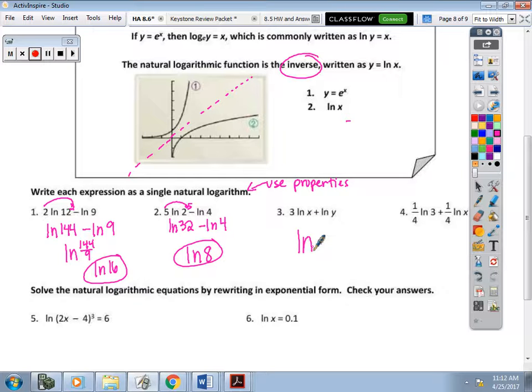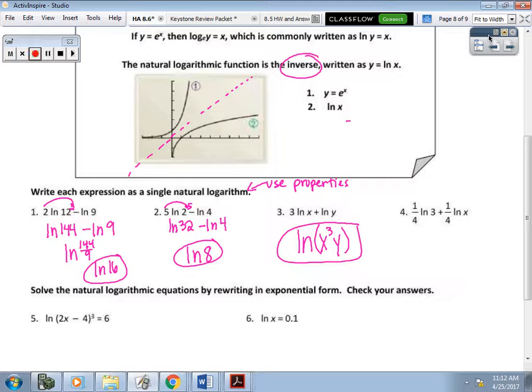Natural log of x to the 3rd y. And if you want, you can put parentheses around that just to make sure you know it's grouped. And then how about 4? ln 3x to the what? 1/4 power. If you want, yes, we need to put parentheses around that. Or we could have written it with a root. So we could write it as the natural log of the 4th root of 3x. One of those 2 answers.